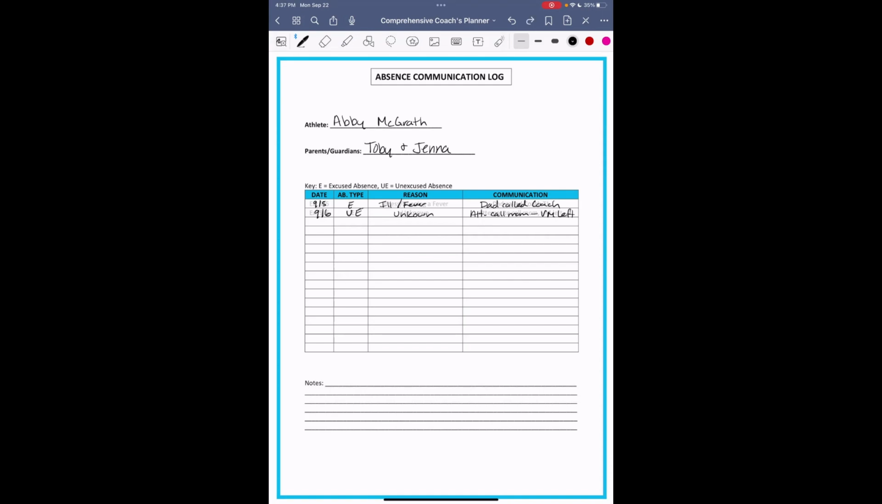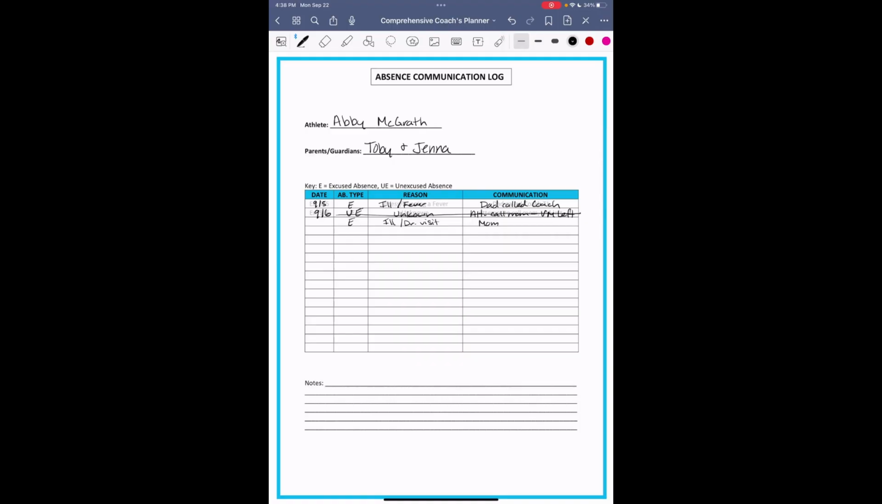Now, it's possible that mom calls us back in the next day or two and informs us that Abby was still sick and maybe potentially went to see the doctor because her fever wasn't doing well. So what we can do is just scratch this out, since if you're like me, most of us operate in pen anyway, and we will just adjust this to excused, ill, doctor visit, or fever again.